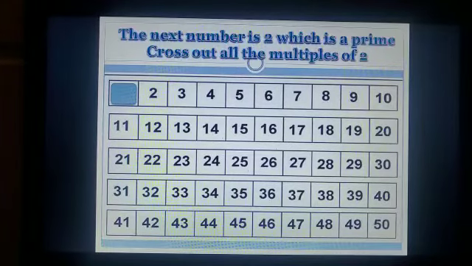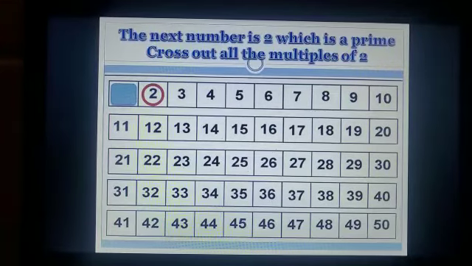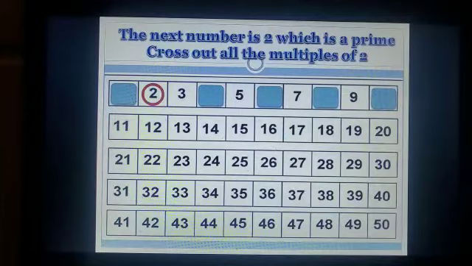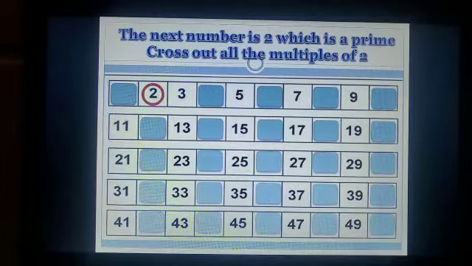Let's move to the next number of 2. 2 is a prime number because it only has two factors, 1 and itself. So we're going to circle that. That's our first prime number. Now we need to get rid of all the multiples of 2. Now we know our rules. Multiples of 2 are even numbers. So we're going to get rid of all the even numbers on our grid. All our even numbers end in 0, 2, 4, 6 or 8.